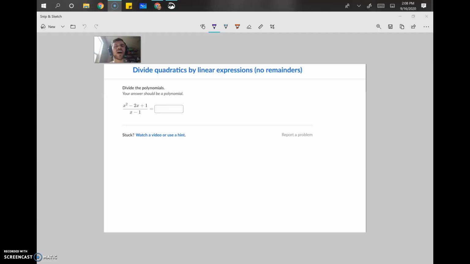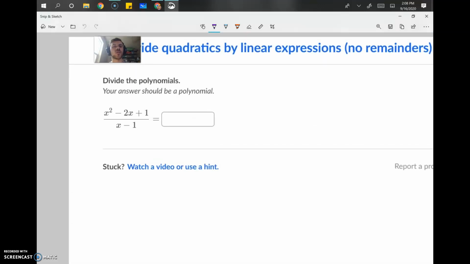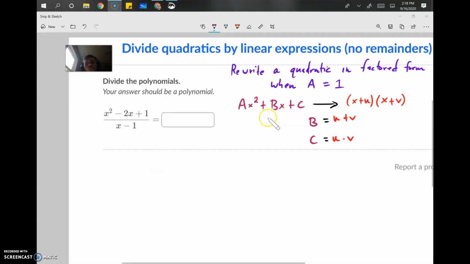Today we are going to divide quadratics by linear expressions with no remainders. Here's Q1: x squared minus 2x plus 1 divided by x minus 1. Here's what we need to know before we start today. We need to know how to factor quadratics, because if we're going to correctly divide this polynomial by x minus 1, we've got to factor this quadratic.